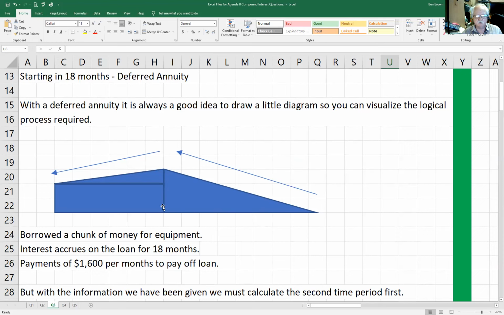And so we were given enough information to solve this part of the question first, to solve the annuity first, and then to solve the compound interest, because what we were being asked was how much money did they borrow in the first place? So when they give us the information that way, the whole sort of logical process works backwards. And that's a good reason to draw the little diagram to get straight in your head what you have to do first and what you have to do second.